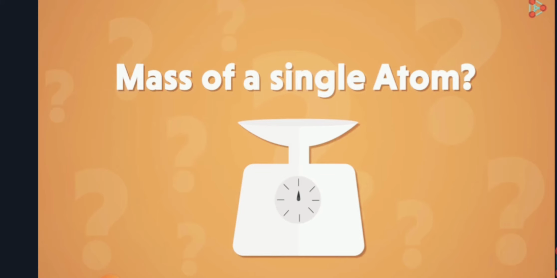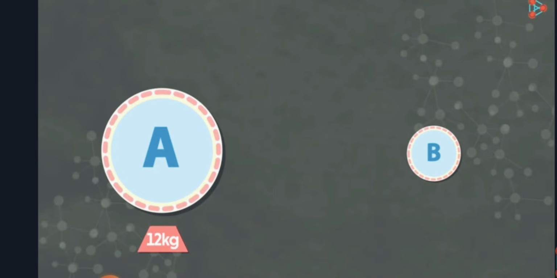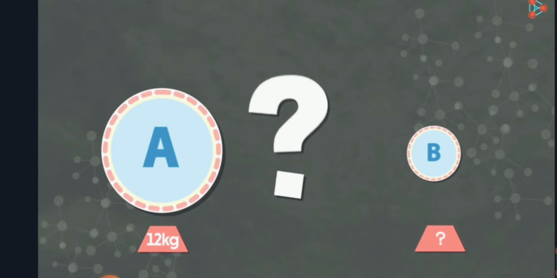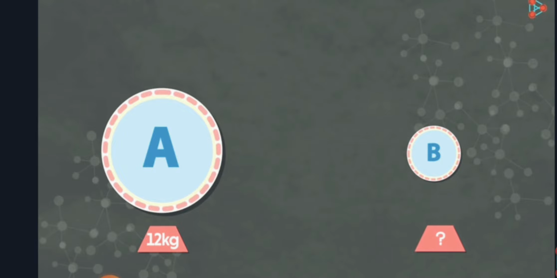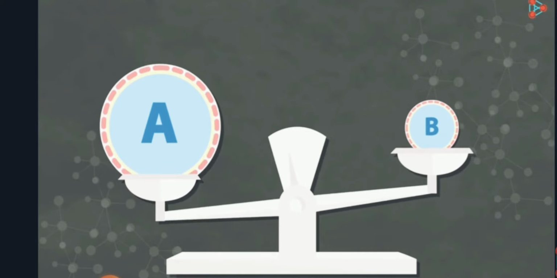As you know, an atom cannot be seen by the naked eye. So how did scientists find out the mass of an atom? They found out the mass of an atom by using relative atomic mass. To understand this concept, consider these two objects A and B. We know that object A is 12 kg and we have to find out the mass of B. To calculate the mass of B, we will relate the mass of B with the known mass of object A.